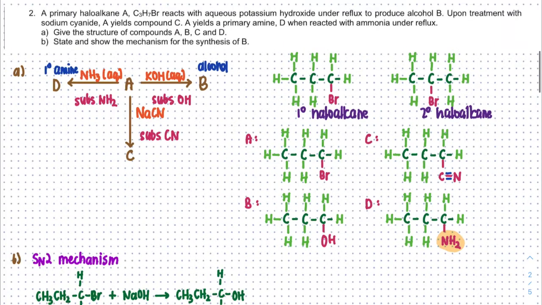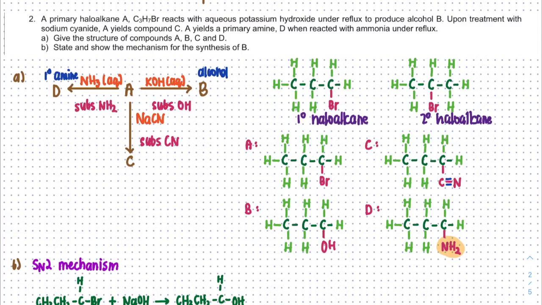But remember, based upon the statement itself, it mentioned a primary haloalkane. So this is the structure itself. So this is our A. The question asks, give the structure of compound A, right? So this is A. Then we know that when reacted with potassium hydroxide, we will substitute with OH. So from our bromine here, we will substitute with our OH. So that's why we form B, our alcohol.